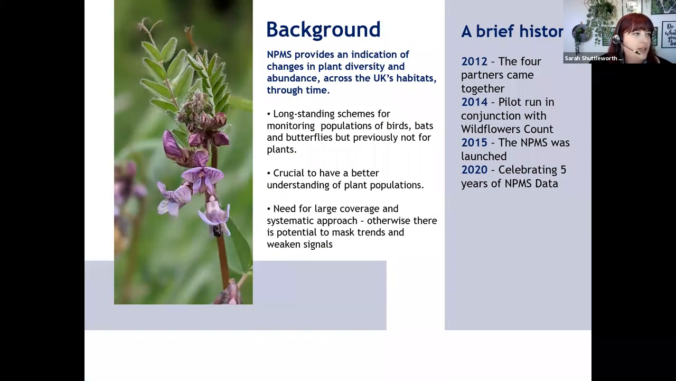So the NPMS provides an indication of changes in plant diversity and abundance across the UK's habitats through time. In the UK, there are long-standing schemes for monitoring populations of bats and birds, for example the British Bird Survey, and the British Butterfly Monitoring Scheme, many of which people are already members of. But there wasn't a similar scheme for plants. With major changes taking place and declines in biodiversity across habitats being reported, for example through habitat change, nutrient enrichment through nitrogen, climate change and so on, it became crucial to have a better understanding of plant populations.